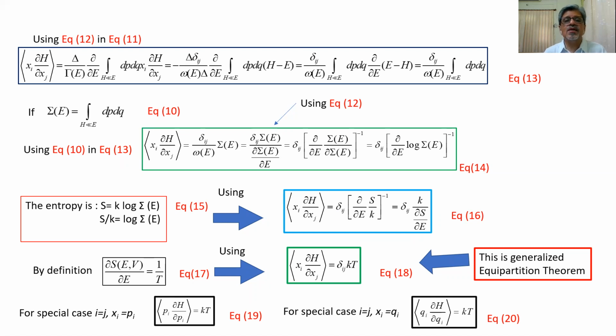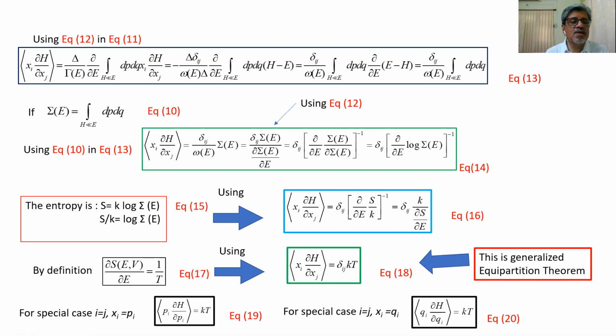Now we know that we can interchange the terms. So instead of writing H minus E, we write E minus H. So the negative sign goes away. And in the numerator and denominator, the capital Δ cancels out. So this becomes simply δ_ij over Ω(E) times the integral over H less than E of dp dq. That is represented as equation number 13.